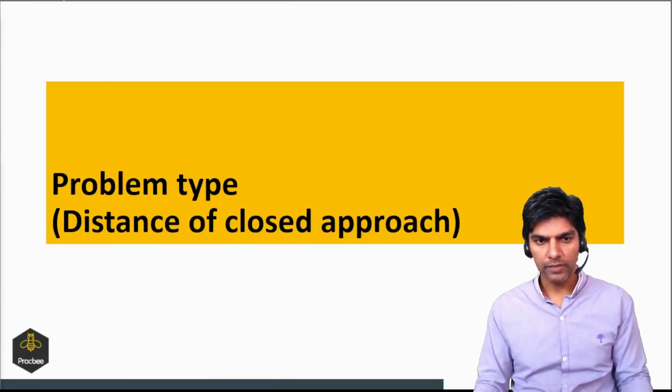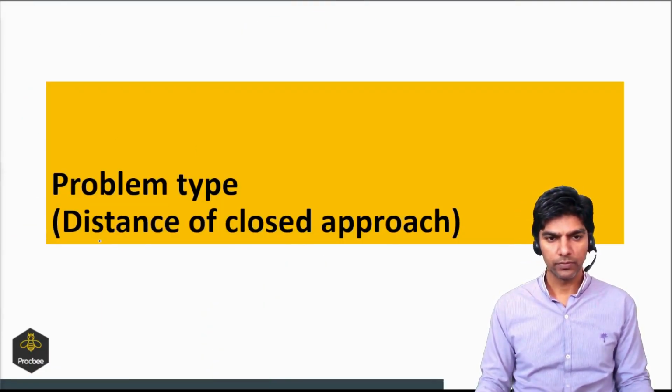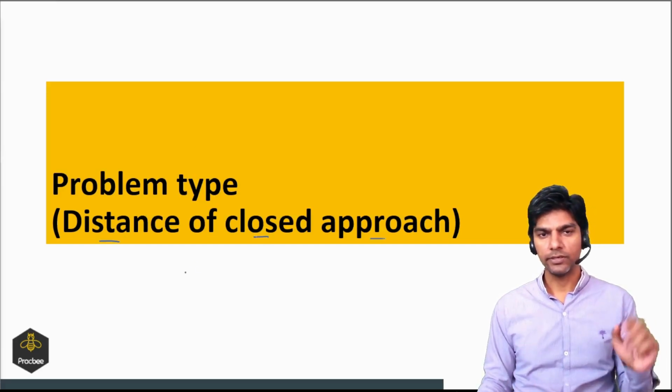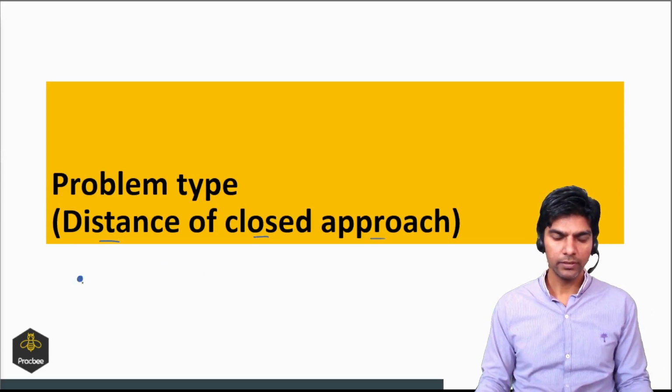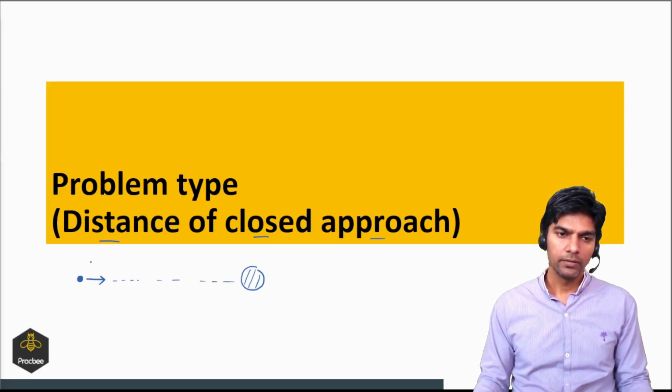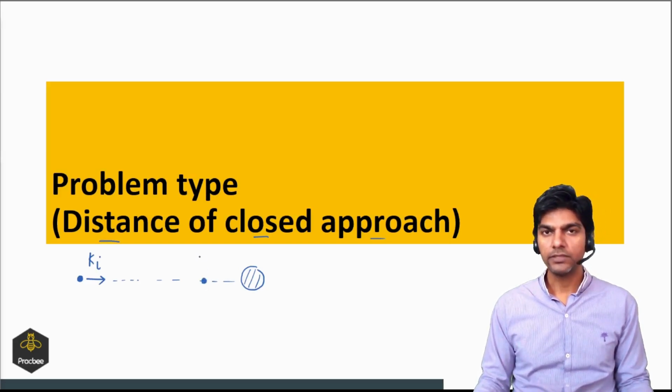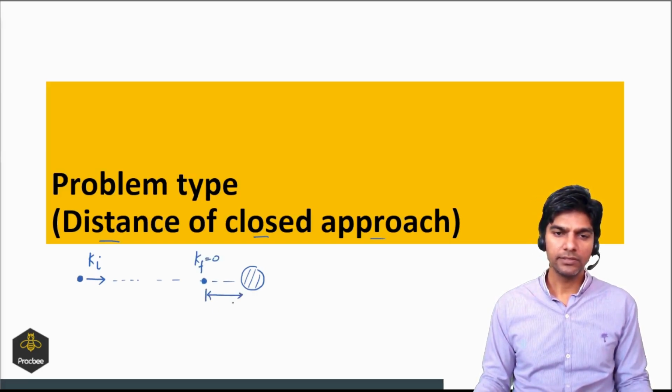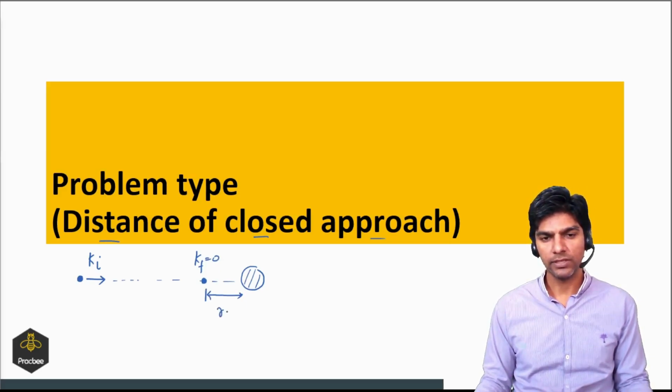So the very first problem type is based on the distance of closest approach. What is given in this kind of question? Suppose there is a charged particle and there is a heavy nucleus, and we give some kinetic energy to this charged particle, and its line of motion passes through the center of the nucleus. So it has certain kinetic energy, and after some time, at a certain minimum distance from the nucleus, the kinetic energy will become zero for a moment. This distance is known as the distance of closest approach. This is known as R min.